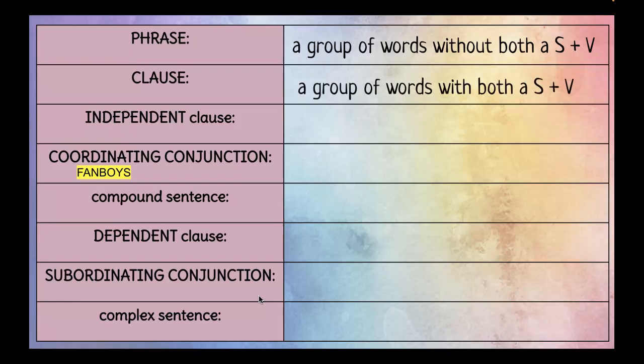A clause is a group of words with both a subject and a verb, and up to this point we've really only talked about independent clauses, so we've always used that term that it's a complete sentence. But from now on, just because you see a subject and a verb doesn't necessarily mean it's a complete sentence. If it's an independent clause, it is a complete sentence because it expresses a complete thought.